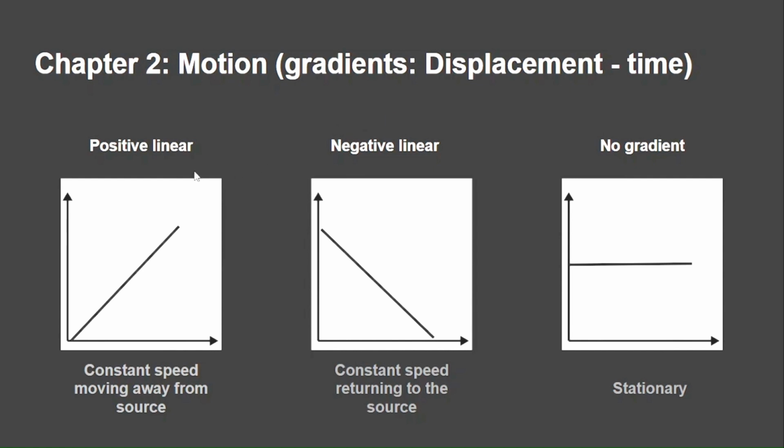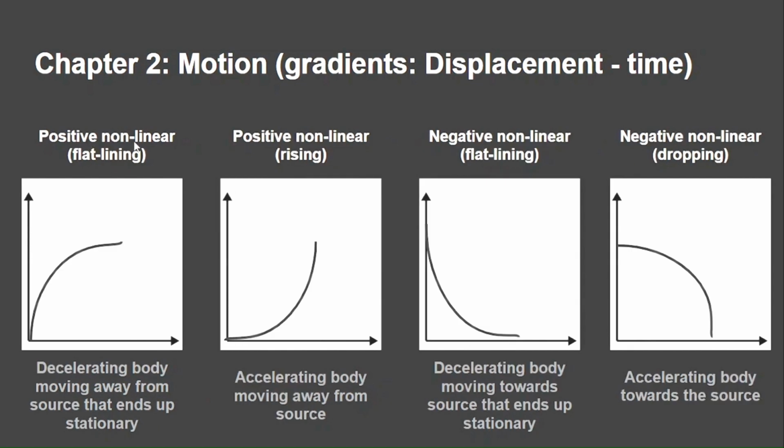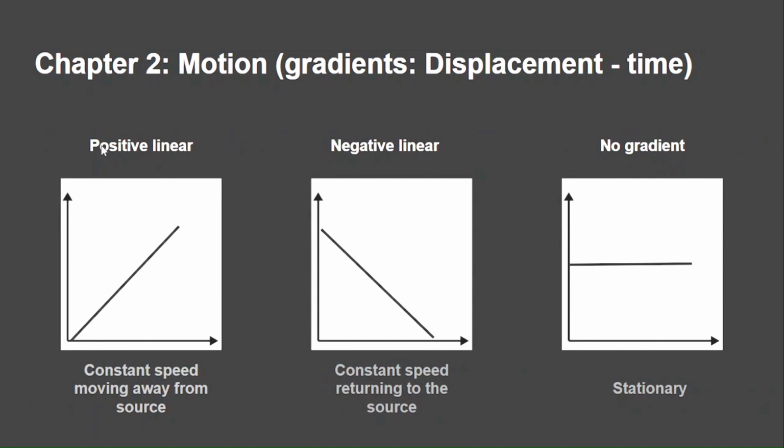So with that out of the way, I mentioned terms like positive linear, negative linear, no gradient. This is 3 of 7 graphs that we will be looking at for displacement time graphs. And here we've got positive nonlinear, negative nonlinear, and I've got terms such as flatlining, rising, and dropping written underneath those. So what do I mean by all of these things? So the first is, if we try to understand what positive means. When I use the term positive in a graph, I am essentially mentioning a scenario where the value in the y-axis is increasing.